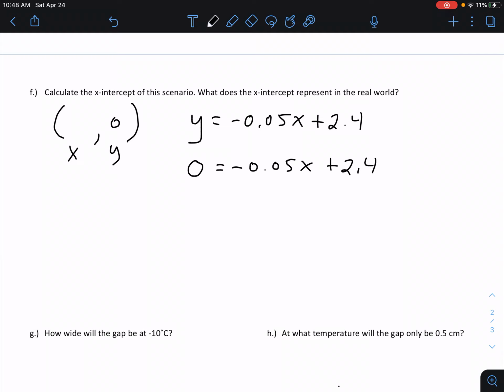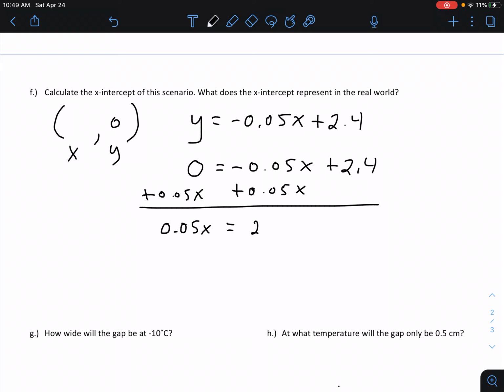Since that slope is negative, instead of subtracting 2.4 and making another negative number, I'm going to add 0.05x to both sides. And you might be like, what are you doing that for? Well, because now everything's going to be positive. 0.05x is going to be on the left-hand side here, and 2.4 is on the right-hand side, because this whole thing just cancels everything out. And now I don't have to worry about negative numbers. So all I need to do is divide by 0.05.